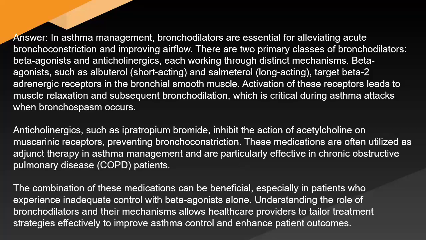Anticholinergics, such as ipratropium bromide, inhibit the action of acetylcholine on muscarinic receptors, preventing bronchoconstriction. These medications are often utilized as adjunct therapy in asthma management and are particularly effective in chronic obstructive pulmonary disease (COPD) patients. The combination of these medications can be beneficial, especially in patients who experience inadequate control with beta-agonists alone. Understanding the role of bronchodilators and their mechanisms allows healthcare providers to tailor treatment strategies effectively to improve asthma control and enhance patient outcomes.